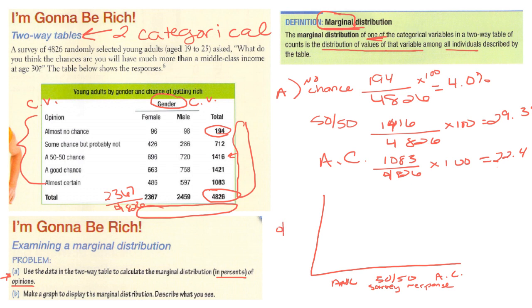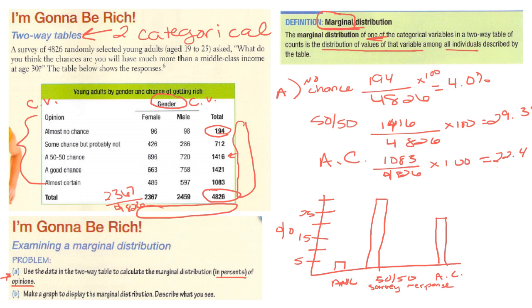I calculated percent. So I need to make sure I label my y-axis. And then I need my nice consistent scale over here on the side. So let's go 5, 10, 15, 20, 25. Okay, and then I would just draw a bar graph for this. So my almost no chance is 4%. My 50-50 is 29.3. So up there near the top. Oops, that's not a good straight line. Okay, and then 22.4. So right about there. Okay, and my bar graph would be all set there.